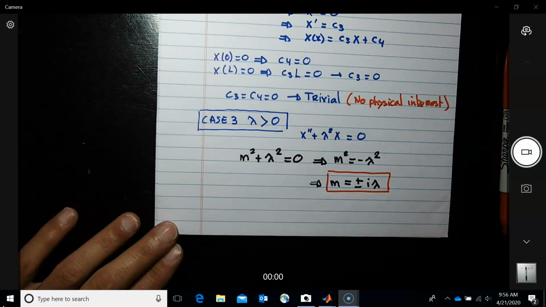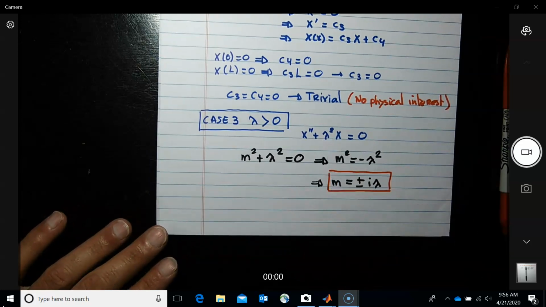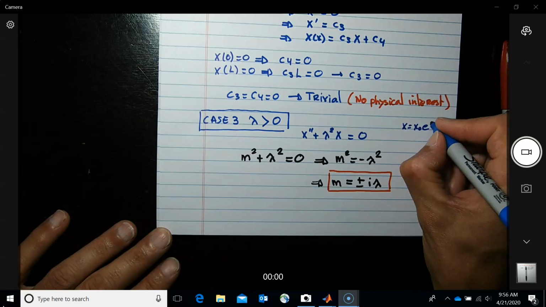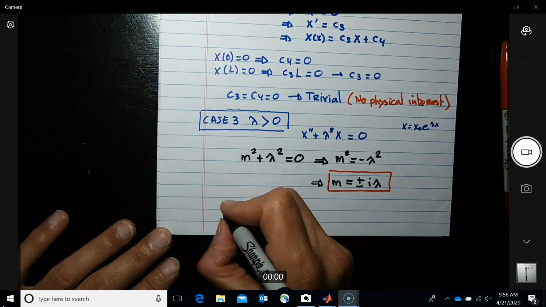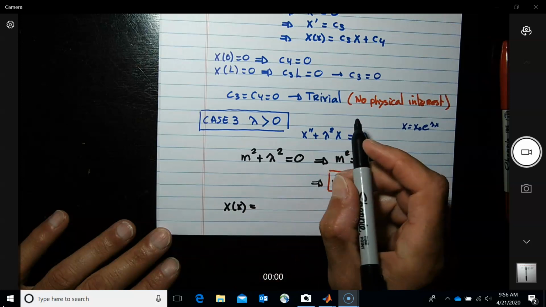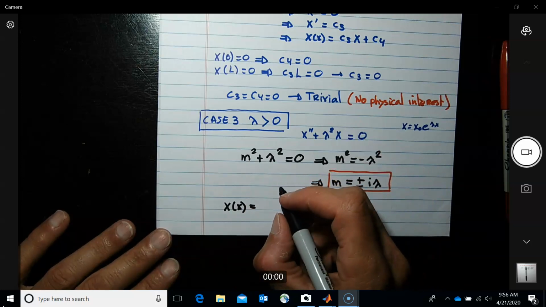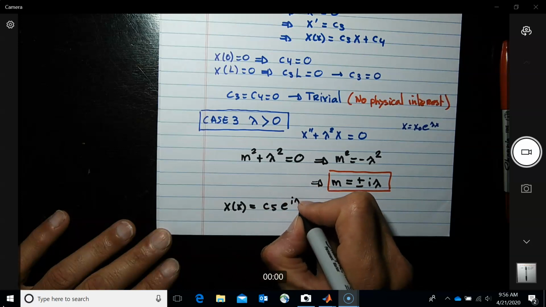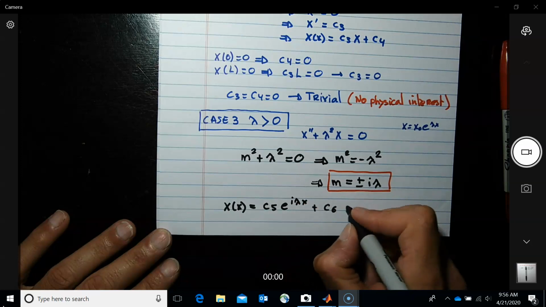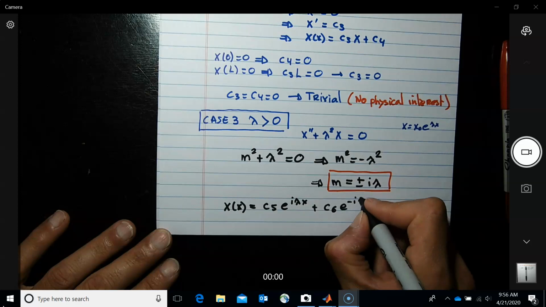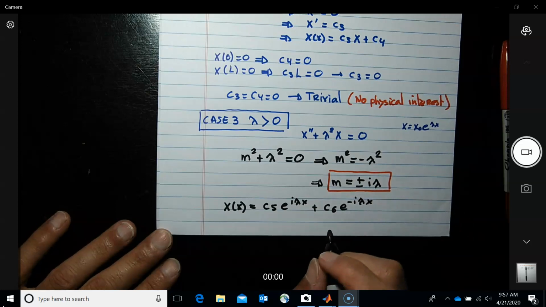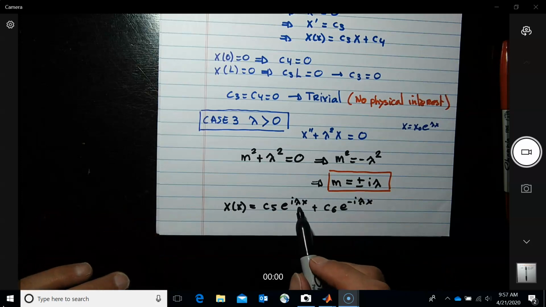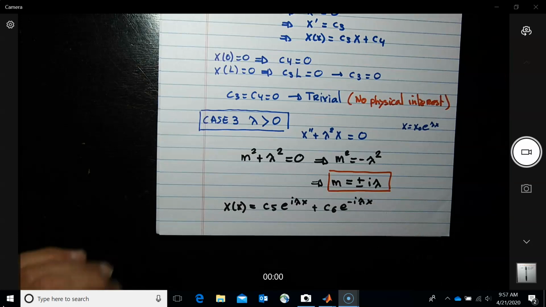And again, remember, the assumed solution is always of the form X equals X naught e to the lambda x, okay? So the assumed solution in this case will be X of x will be equal to, let's say we'll have C5 exponential of i lambda x plus C6 exponential minus i lambda x. So basically this is our solution that we want to remove the imaginary notation. So for that we're going to use again the Euler identities.